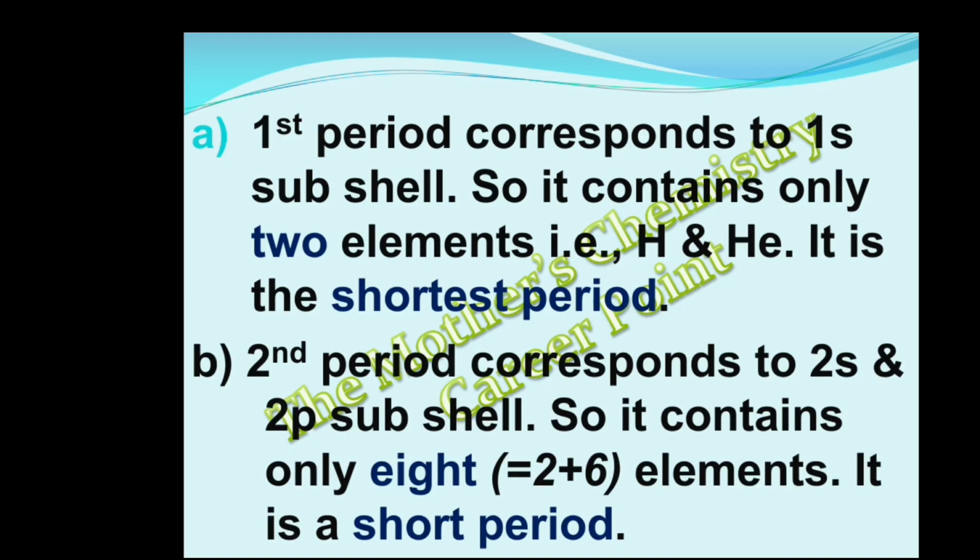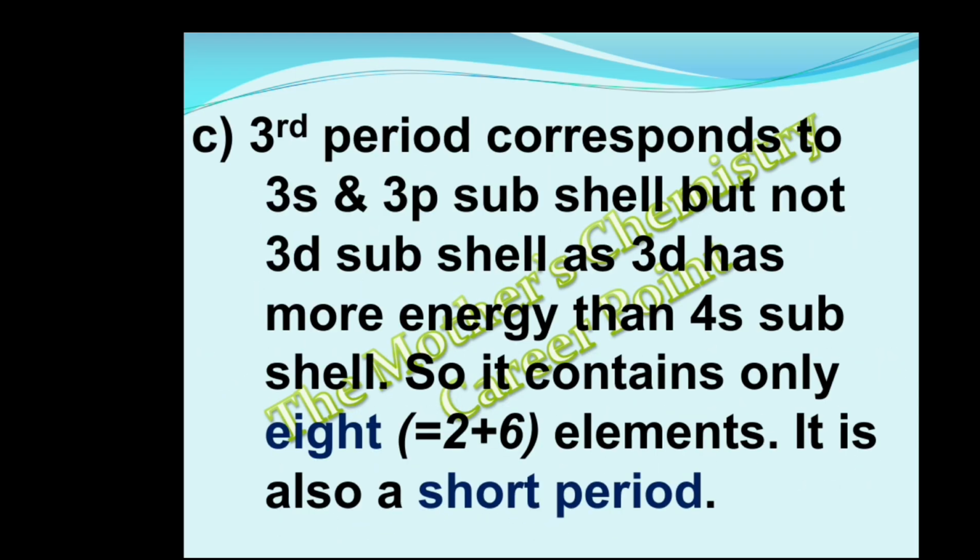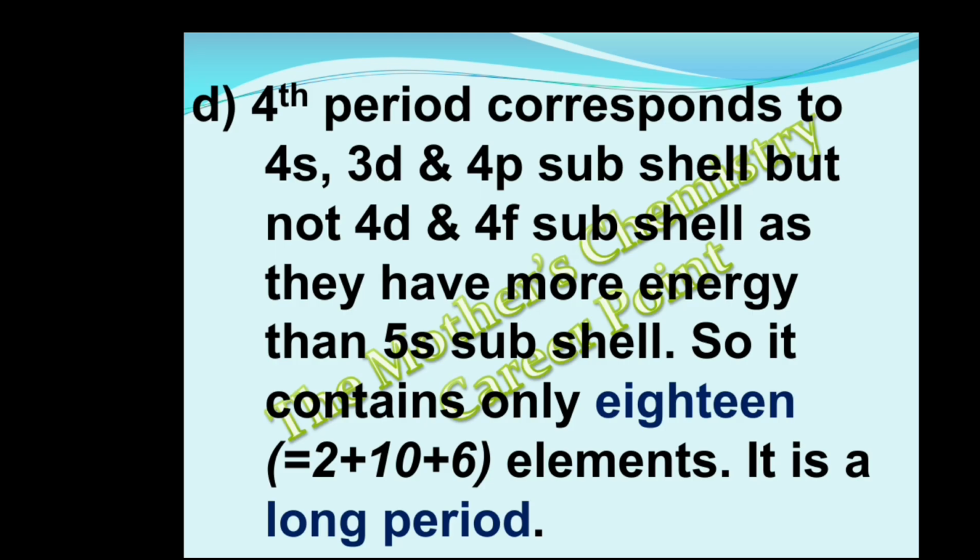The second period corresponds to 2s and 2p subshell, so it contains 8 elements in it and it is a short period. The third period corresponds to 3s and 3p subshell but not 3d, because 3d has more energy than 4s subshell, so it contains only 8 elements in it, hence it is also a short period in the periodic table. The fourth period corresponds to 4s, 3d and 4p subshell but not 4d and 4f subshell, as they have more energy than 5s subshell.